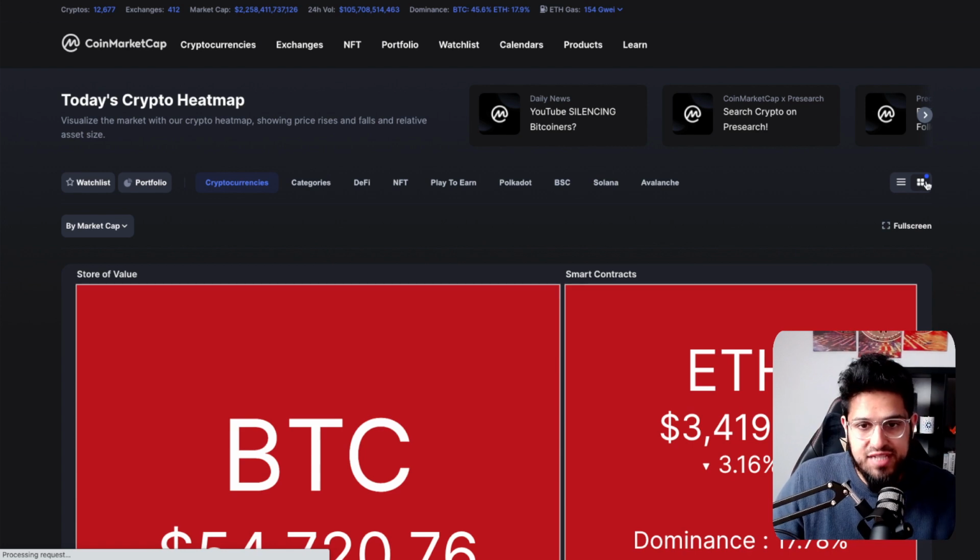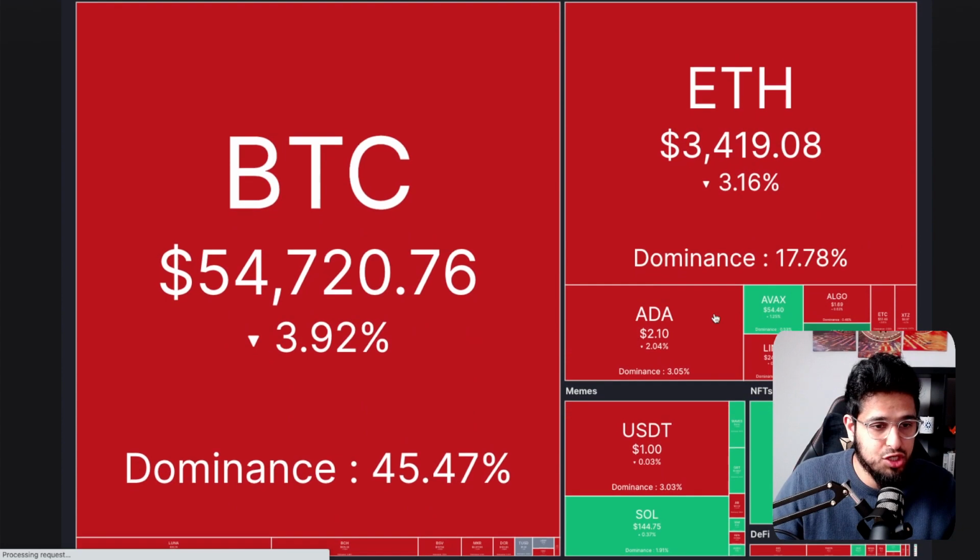The other thing you can do is click this button here and see a crypto heat map. So you will see a visual representation of how much of the market is made up by each of these coins. So that's pretty useful as well.